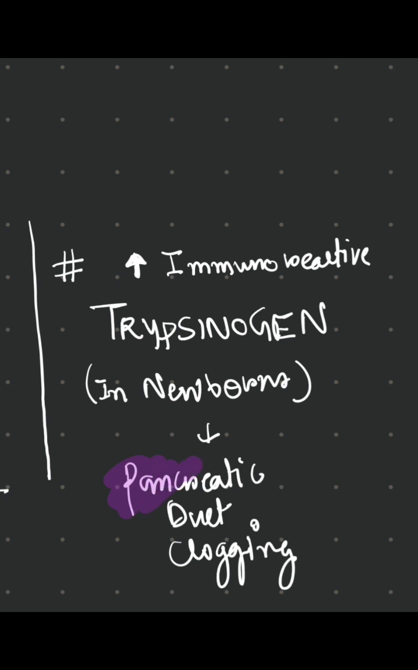In the pancreas, the pancreatic duct gets clogged, as we have discussed earlier, due to thick mucus, and thus in the case of newborns, it leads to an increased amount of immunoreactive trypsinogen. So this is another diagnostic marker in newborns.